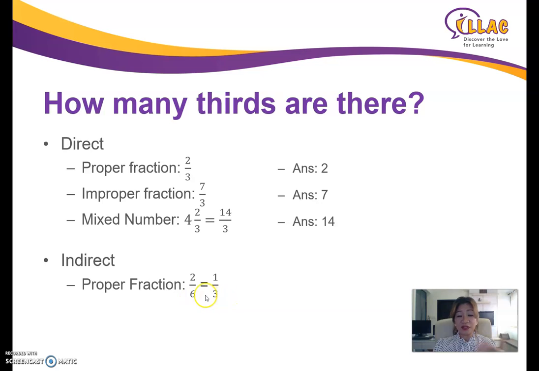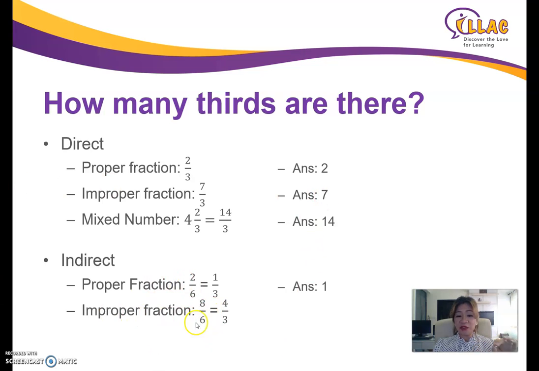How to make 6 into a third? Divide by 2. When you divide by 2 for the denominator, you must do the same for the numerator. Therefore, you divide by 2. 2 divided by 2, you get 1. So how many thirds are there? 1/3. Improper fraction, 8/6, same thing.